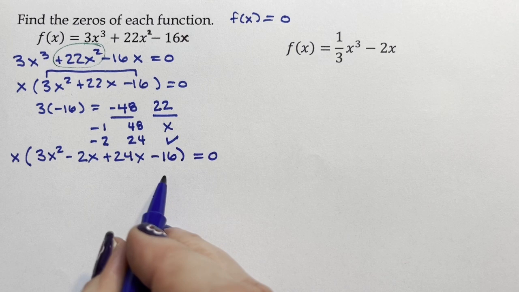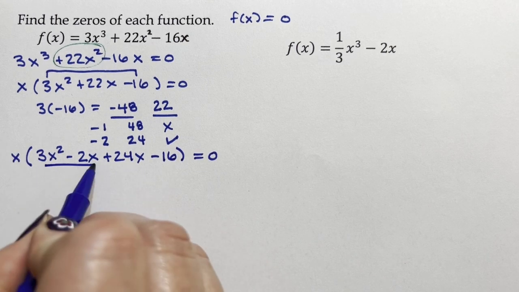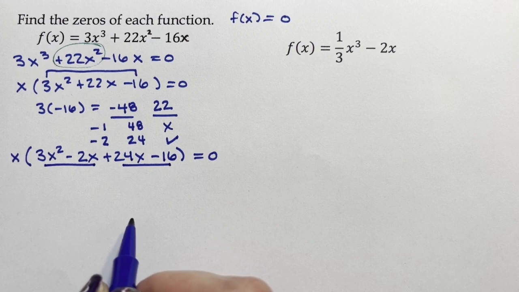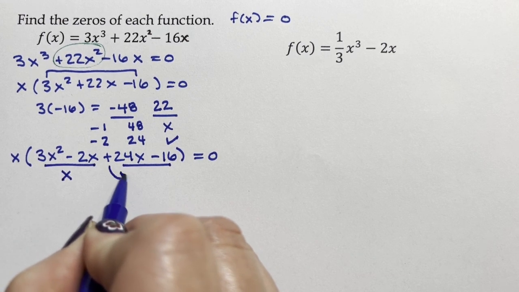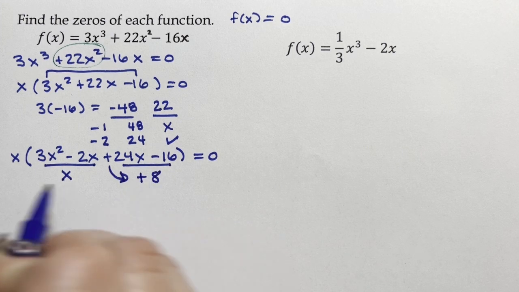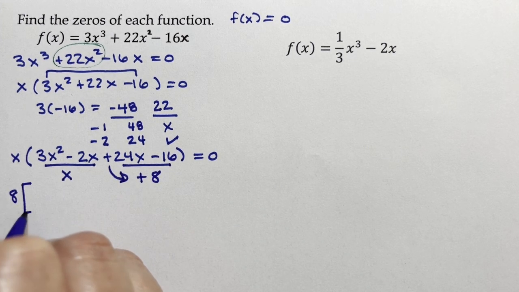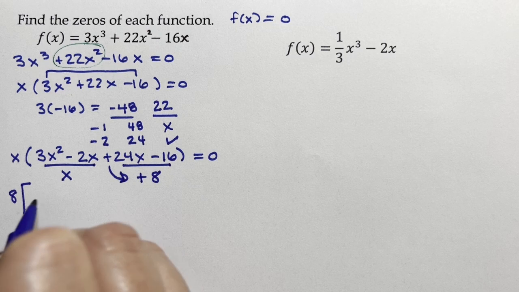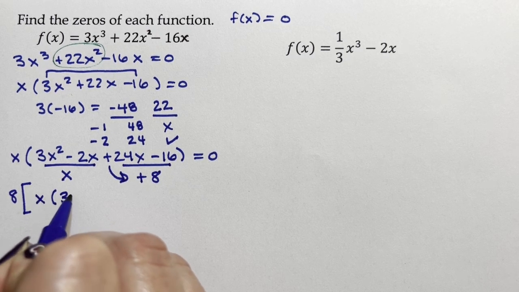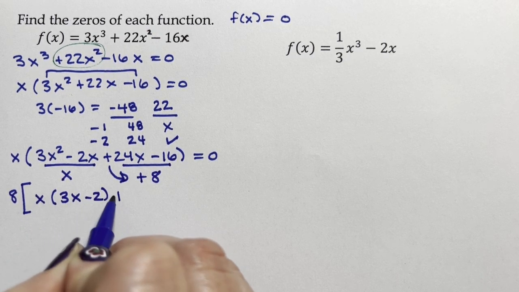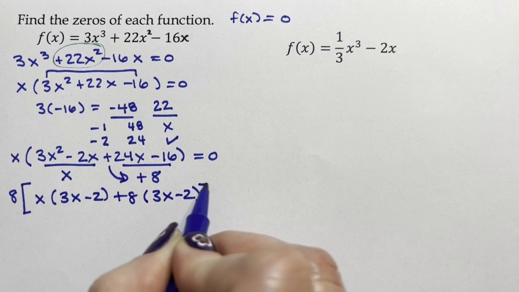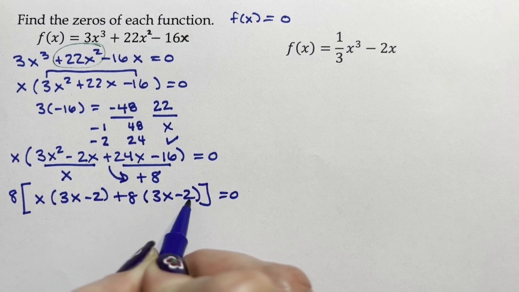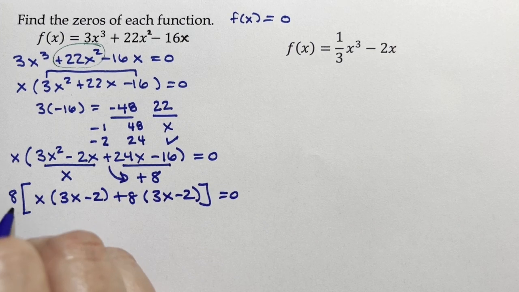With 4 terms, I can factor by grouping, a much simpler approach to factoring, because this is just looking for greatest common factors. I can pull an x out of those 2 terms. I bring this sign down and pull out a positive 8. I'm going to change to brackets so I have fewer parentheses. X times 3x minus 2 plus 8 times 3x minus 2. The parentheses are the same, so I'm going to, this should be an x.